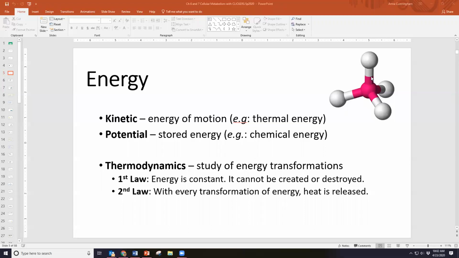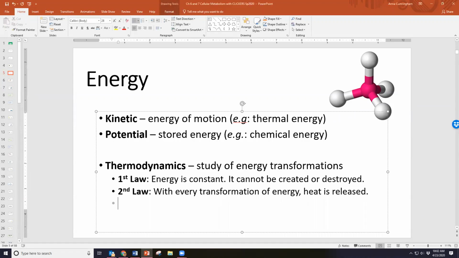There is one thing that happens though, specifically with every transformation of energy. I'm going to write this on the slide: anytime we have a transformation of energy from potential energy to kinetic energy, heat is released. I'll show you a picture of this in a minute.